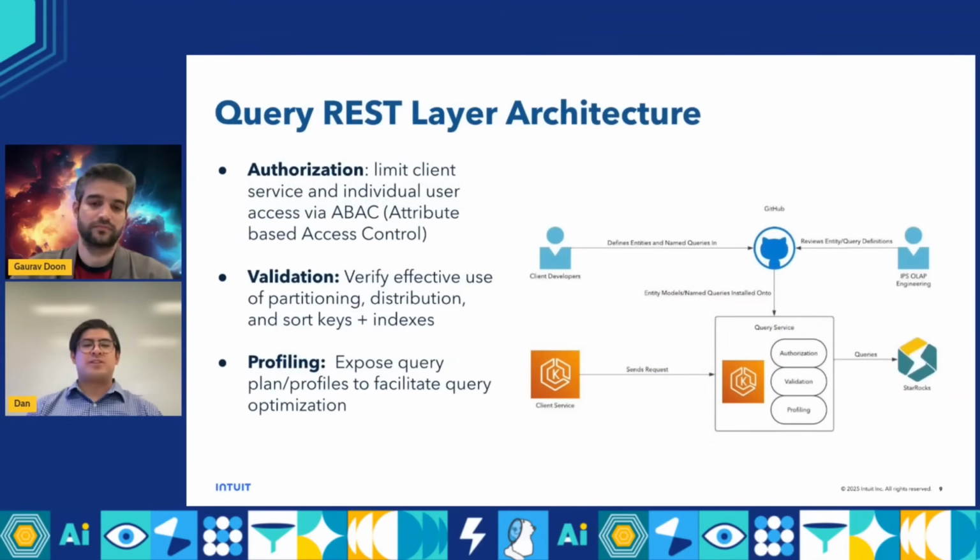The next thing that I want to talk about is our query REST layer. So as Gaurav mentioned, we don't in our platform allow direct access to the database. We have this query REST layer to protect our production use cases. And the query service has many different features that allow this to happen.